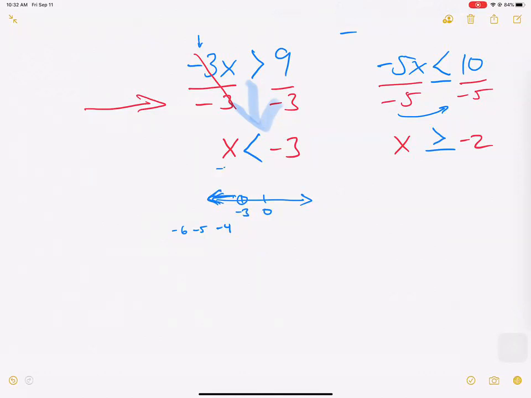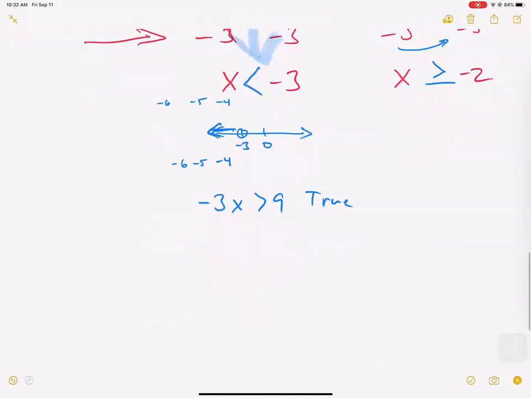So negative 4 is less than negative 3. Negative 5 is less than negative 3, and negative 6. So these are all our possible answers. We have a lot. Now, would this make negative 3x greater than 9 still be true? Plug in negative 4, negative 5, negative 6. What is negative 3 times negative 4? That's going to give us 12. And 12 is greater than 9.